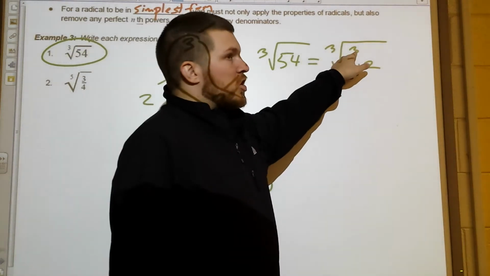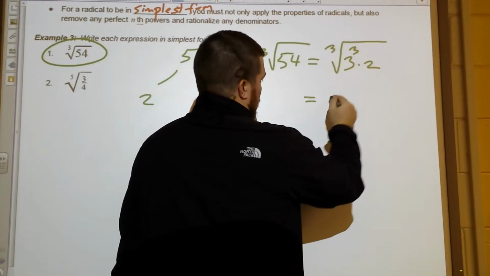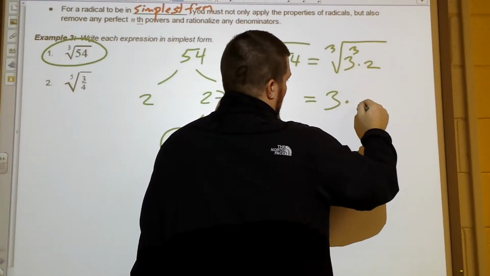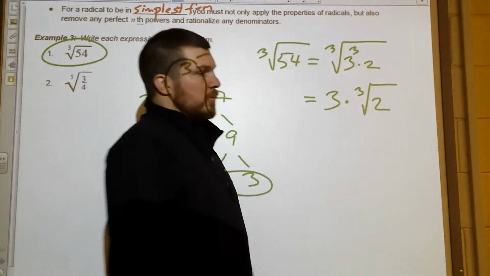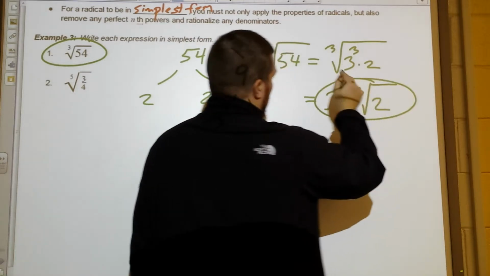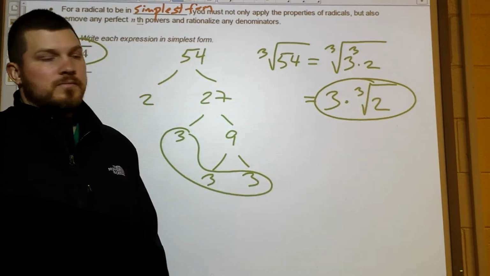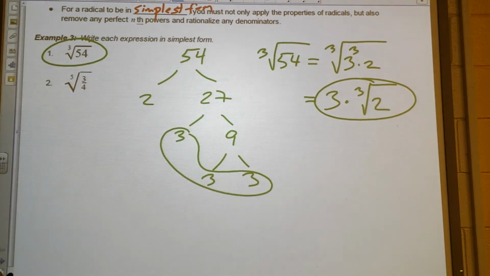Again, cube and cube root cancel out, so 3 gets to bust out of jail. So it's 3 times the cube root of 2. And 2 did not have enough power to bust out of jail, so he's still stuck on the inside. So this is the simplest form of the cube root of 54. Pretty easy. I'm going to do the next example in blue.